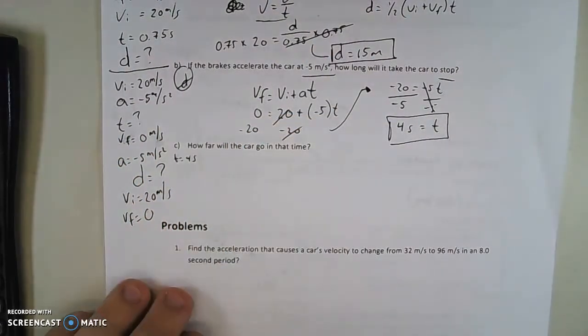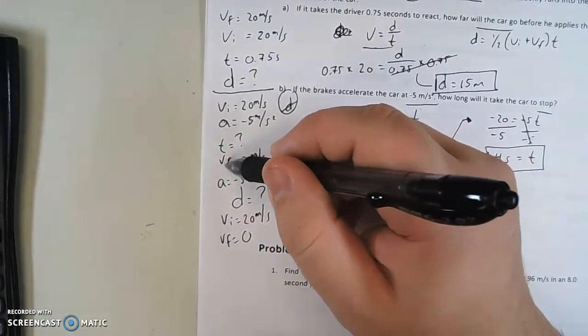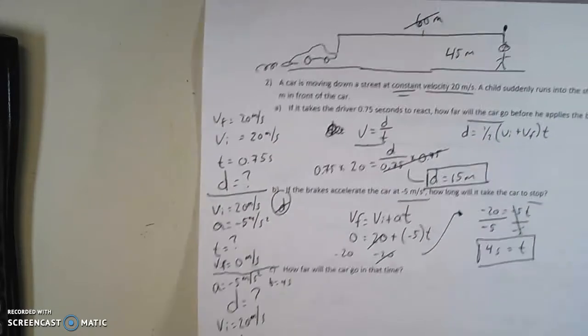And what this makes is an interesting situation, because if we look at our equations here, or look at our variables, we have all 5 variables. We have acceleration, VI, VF. We're looking for distance, and time is 4 seconds. So this will happen occasionally when you have too much information.